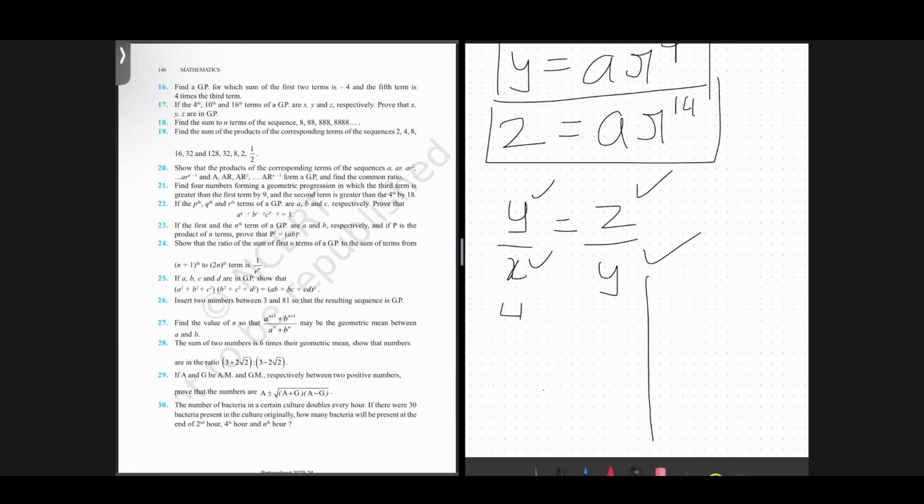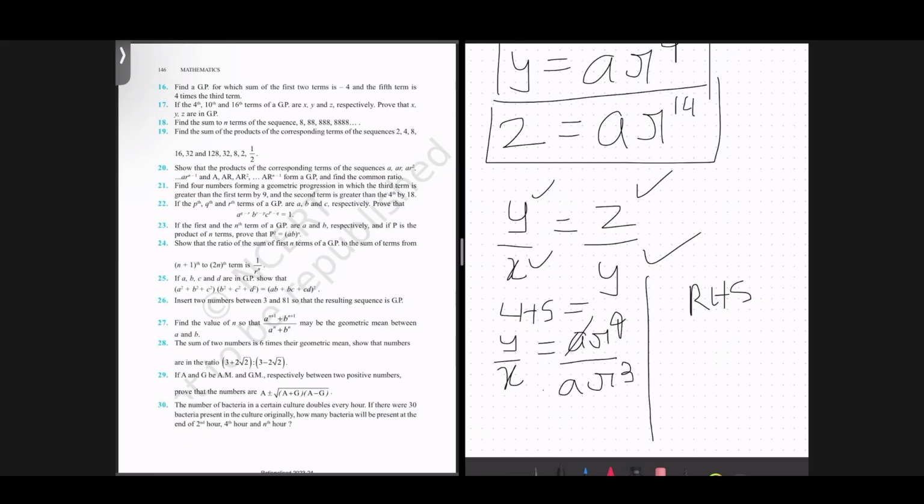So here I'm going to solve LHS, and here I'm going to solve RHS, right? So what is LHS? LHS has been said to us as Y upon X. Y upon X is nothing but A R raised to the power 9 upon A R raised to the power 3, right?